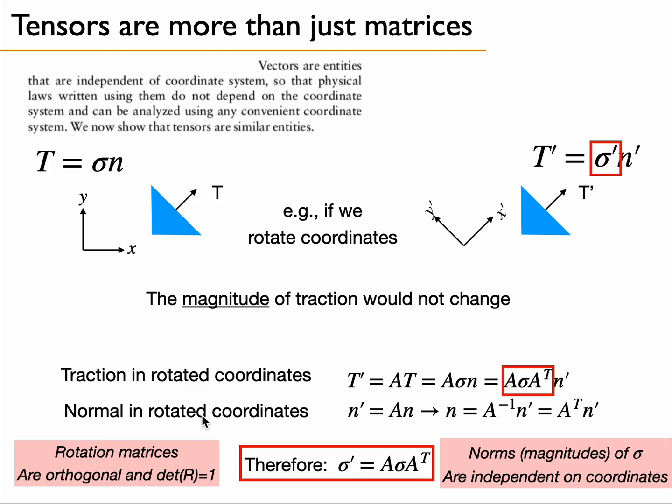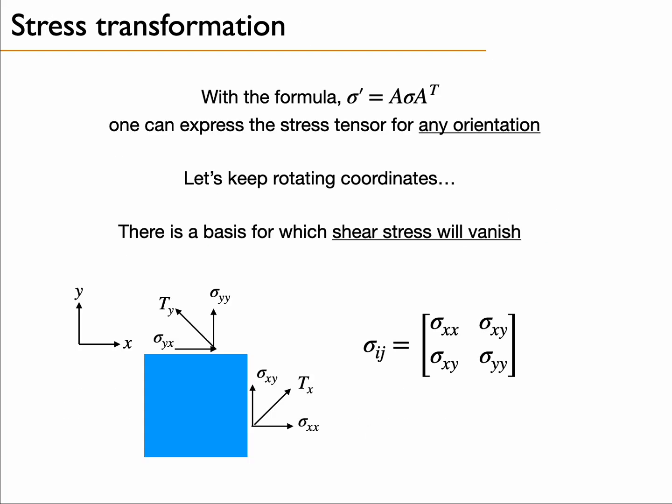The rotation matrices are orthogonal. The determinant is 1, so you can do this kind of relationship here. The norms of sigma are independent of the coordinate system. So for example, the magnitude of the traction or the principal stresses will not depend on the coordinate system. So with this formula, one can express the stress tensor for any orientation.